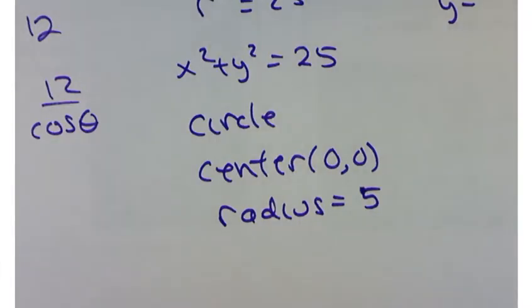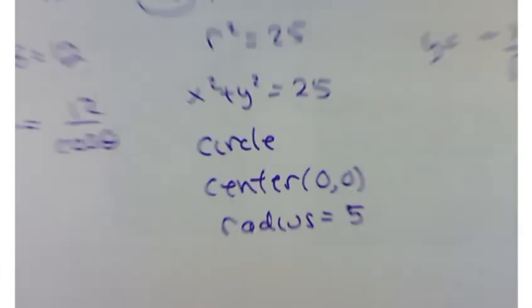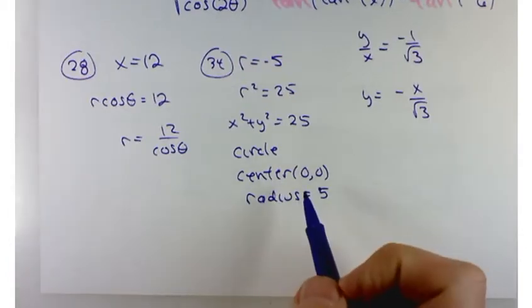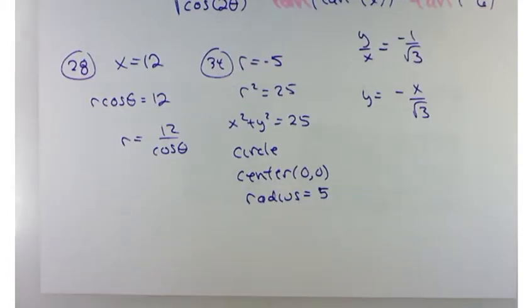You're still going to get the same thing either way. Circle centered at 0, 0, radius of 5.